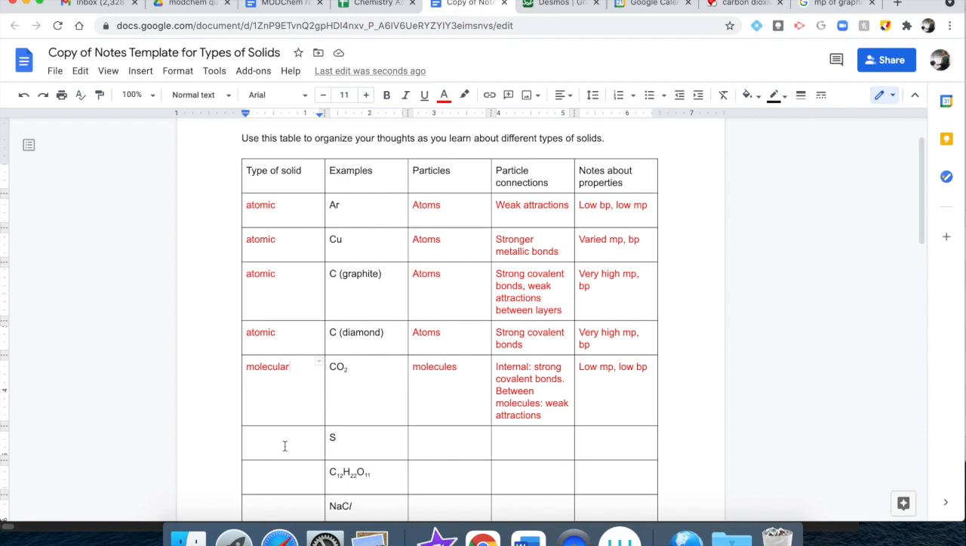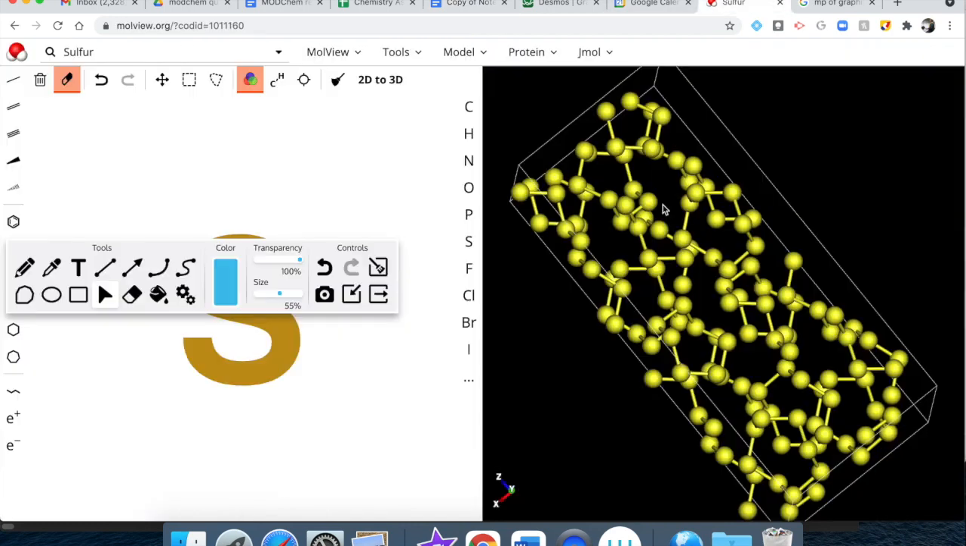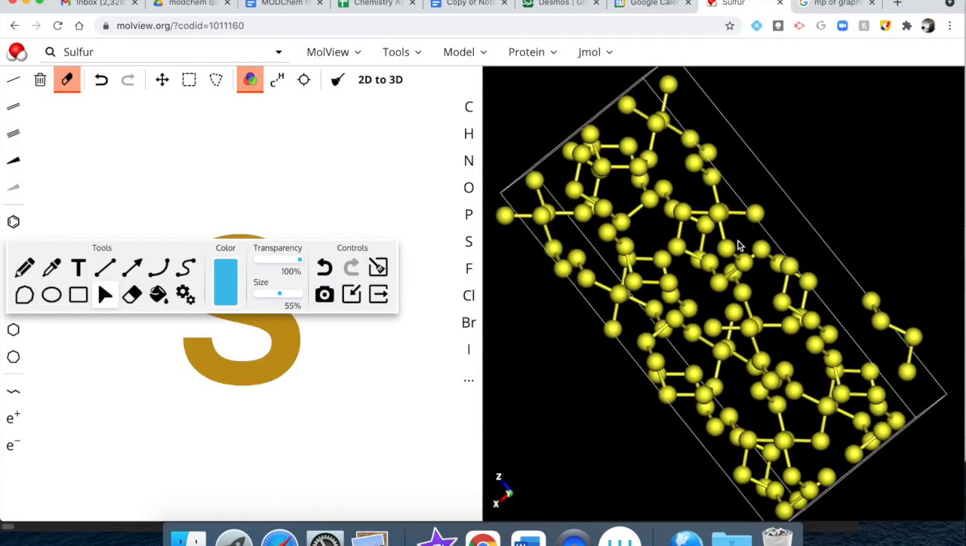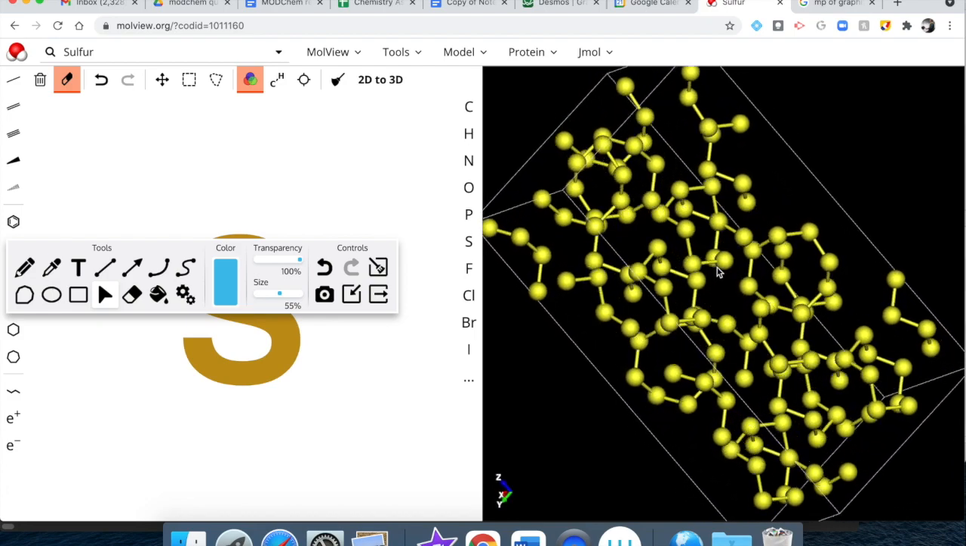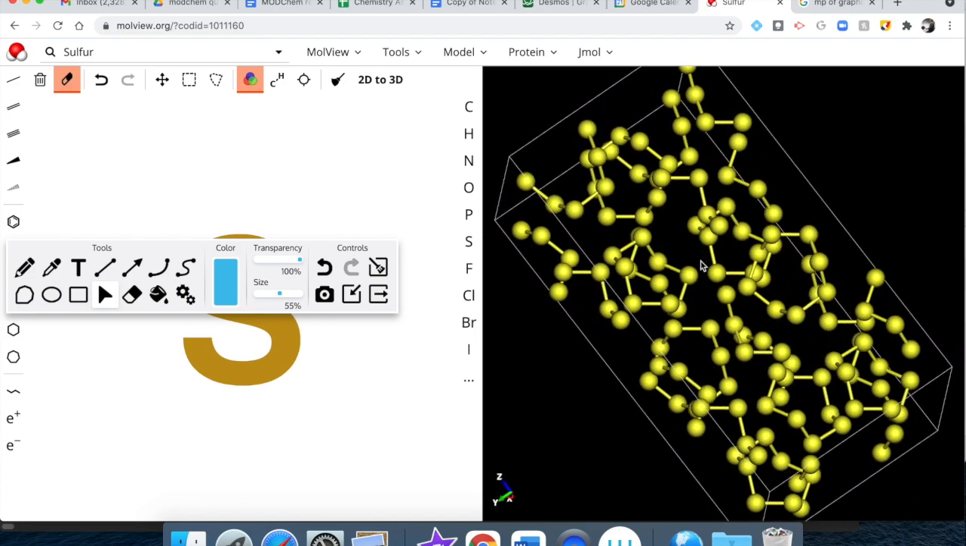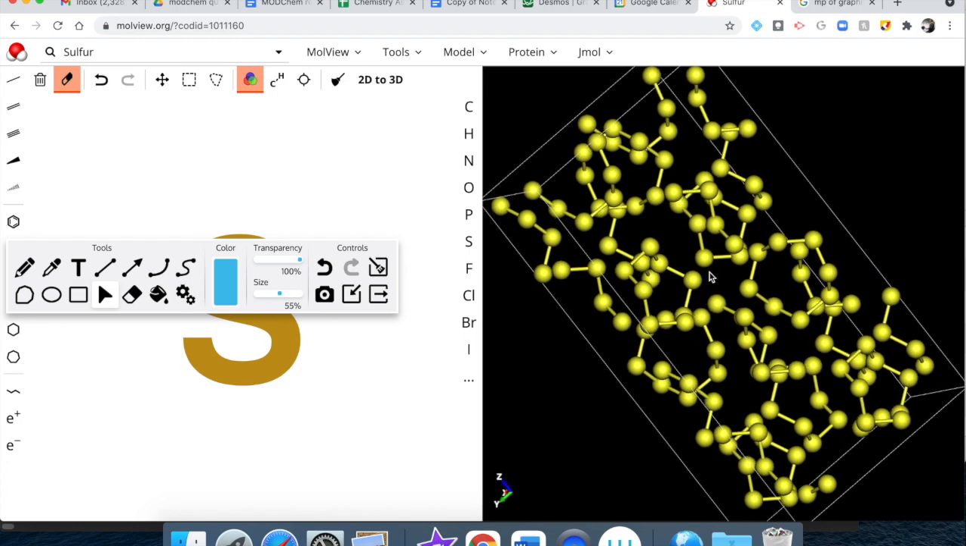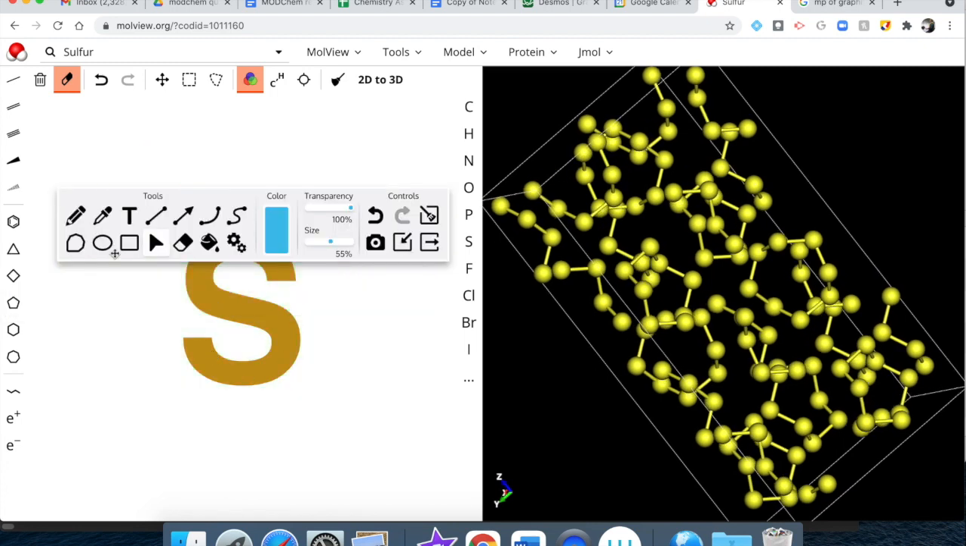The next on our list is sulfur. Let's take a look at that. This is a unit cell of sulfur, and this is also a molecular solid. It's not quite as easy to see. Sulfur comes in rings of 8 atoms. We can trace one out here. That's what a sulfur molecule is like.